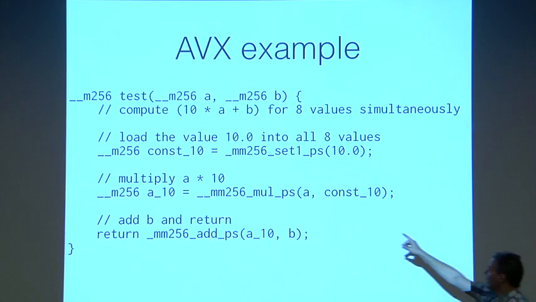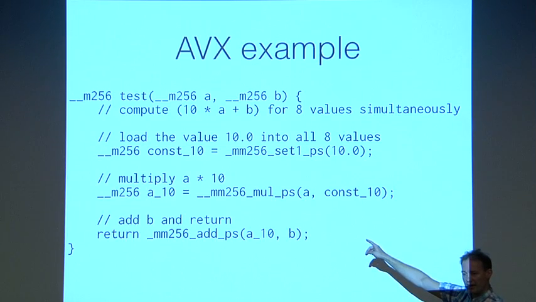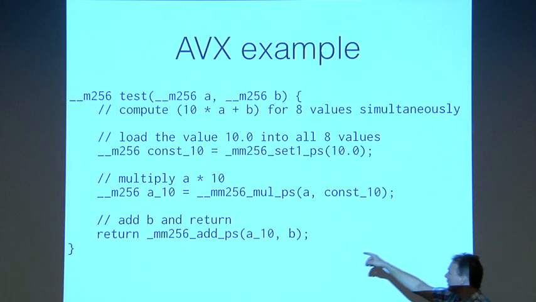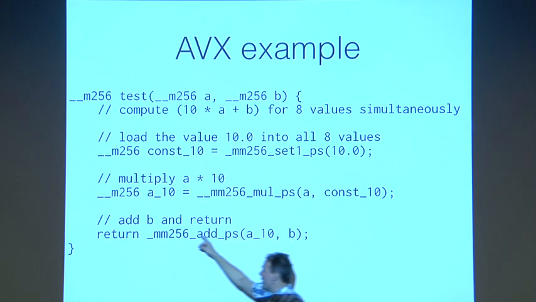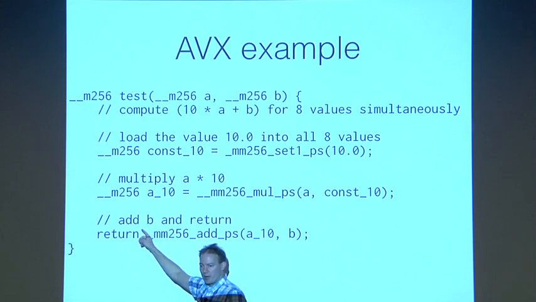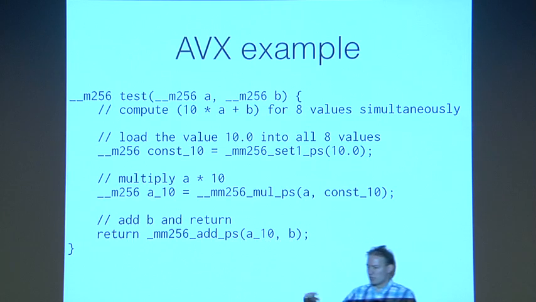So for example, I'm gonna make a constant 10. It's just 8 copies of 10.0. And then I'm gonna multiply a by 10, just using the multiply operator, and I just get back an M256, right? The compiler is responsible for then figuring out where to stick this and store this. And then I can add that to another one and just return it, right?